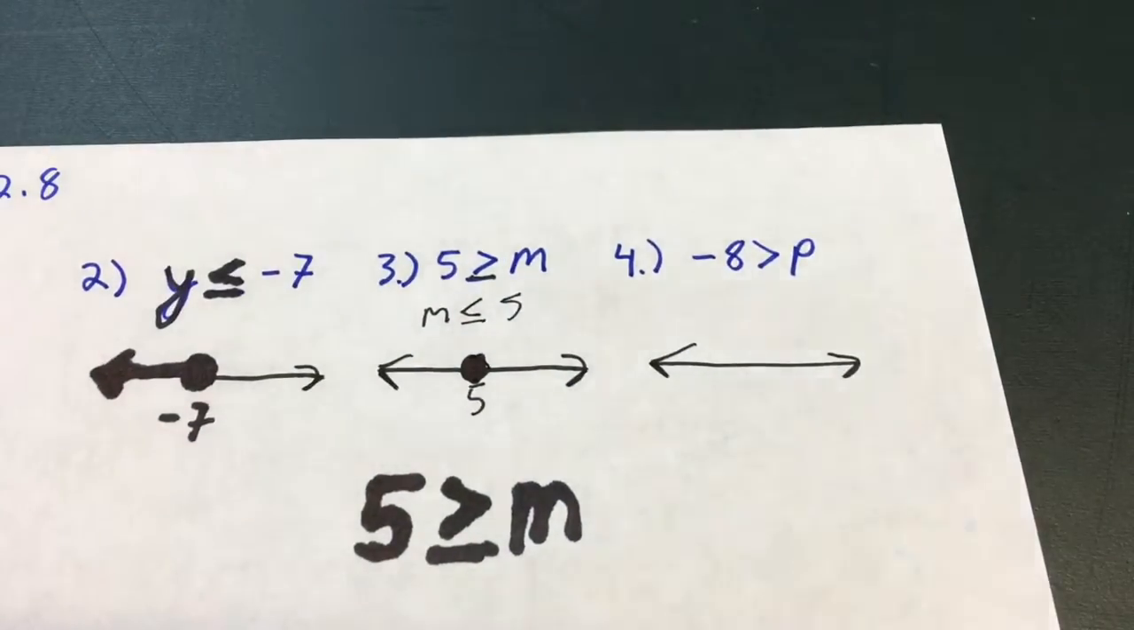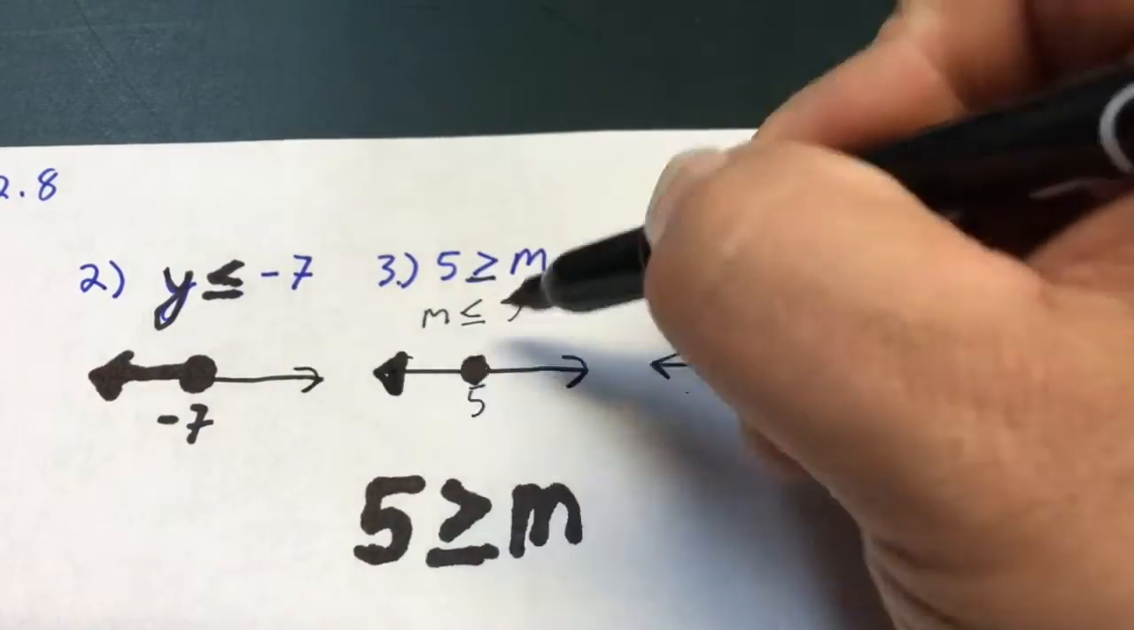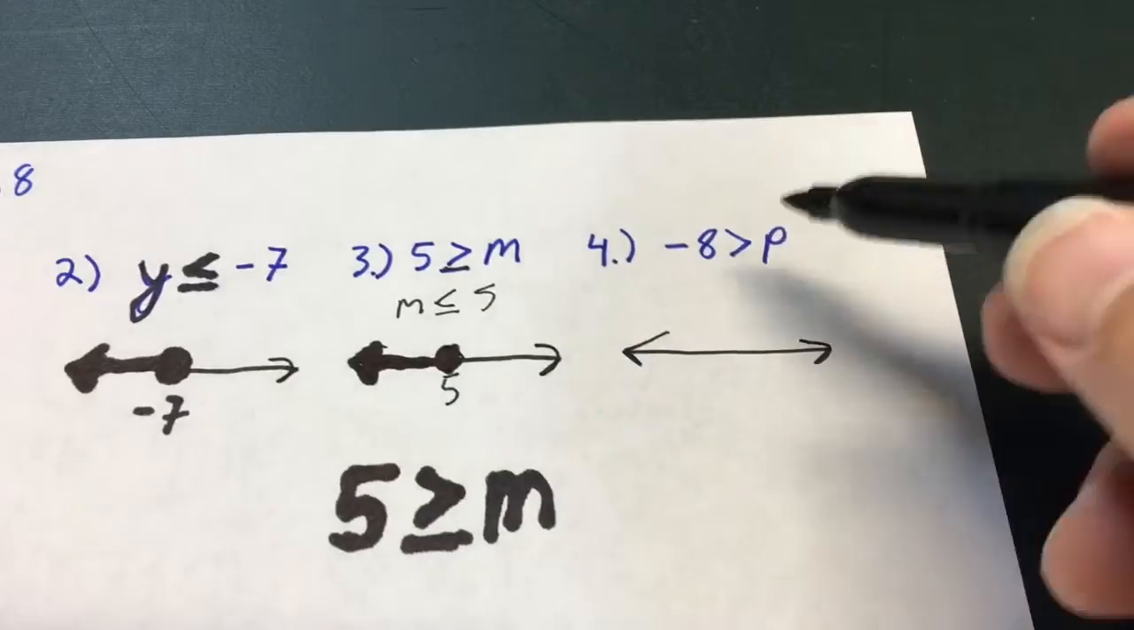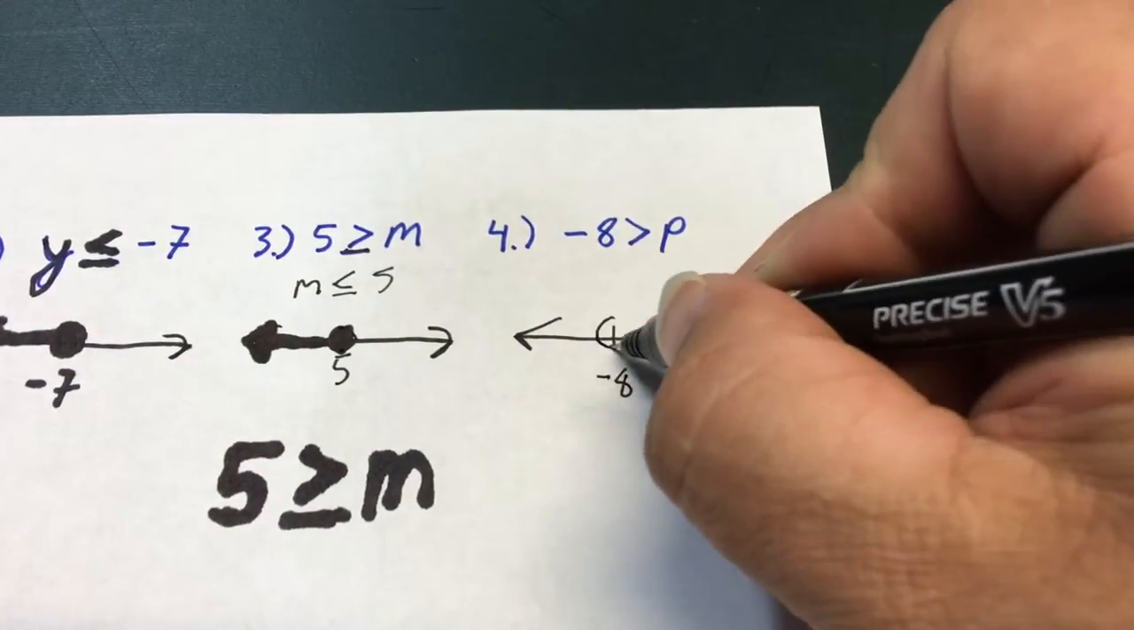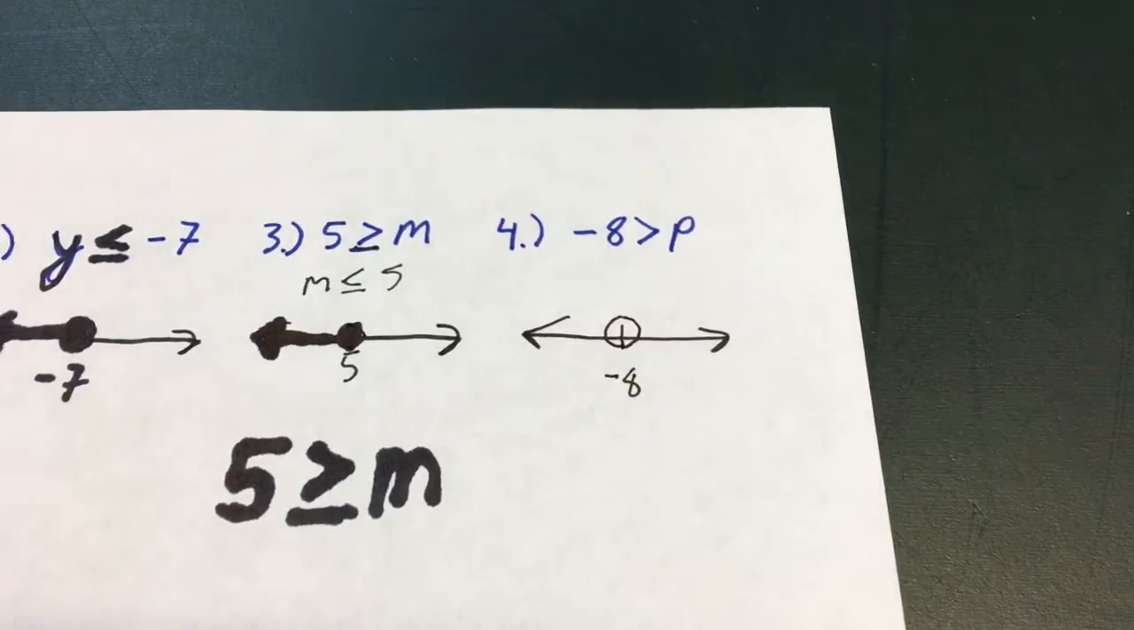And now I'm just going to follow the arrow after I rewrote it with the variable on the left. I notice the arrow points that way. Another scenario where I don't have the variable on the left. So I'm going to put my -8. I'm going to circle that. I'm going to determine whether I fill it in or not. I don't. There's no bar underneath.